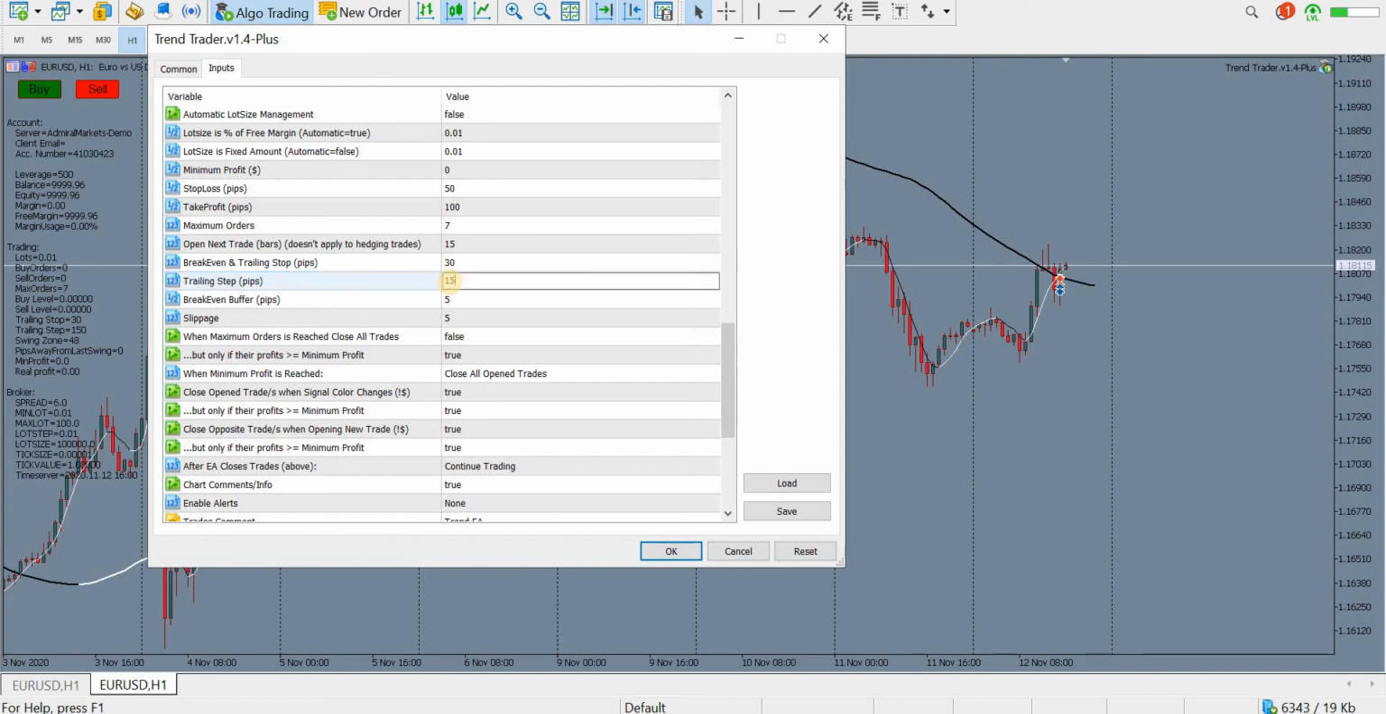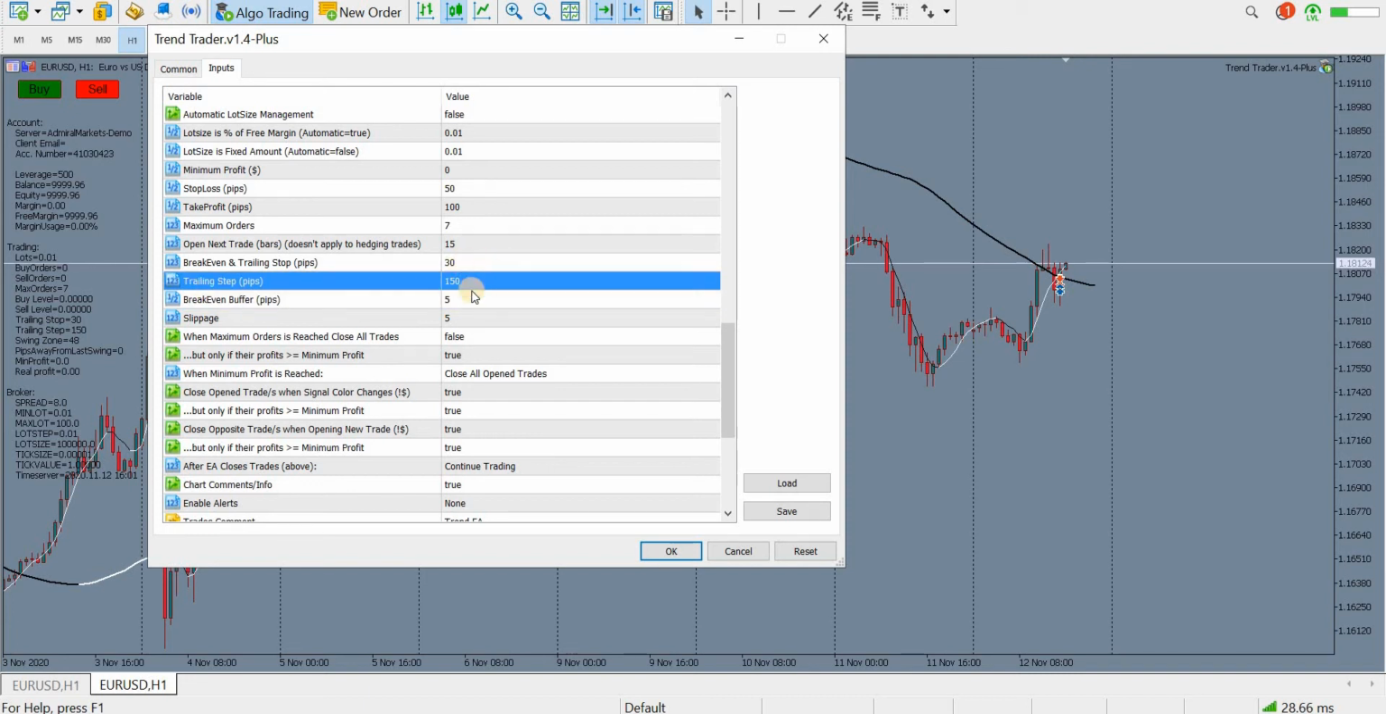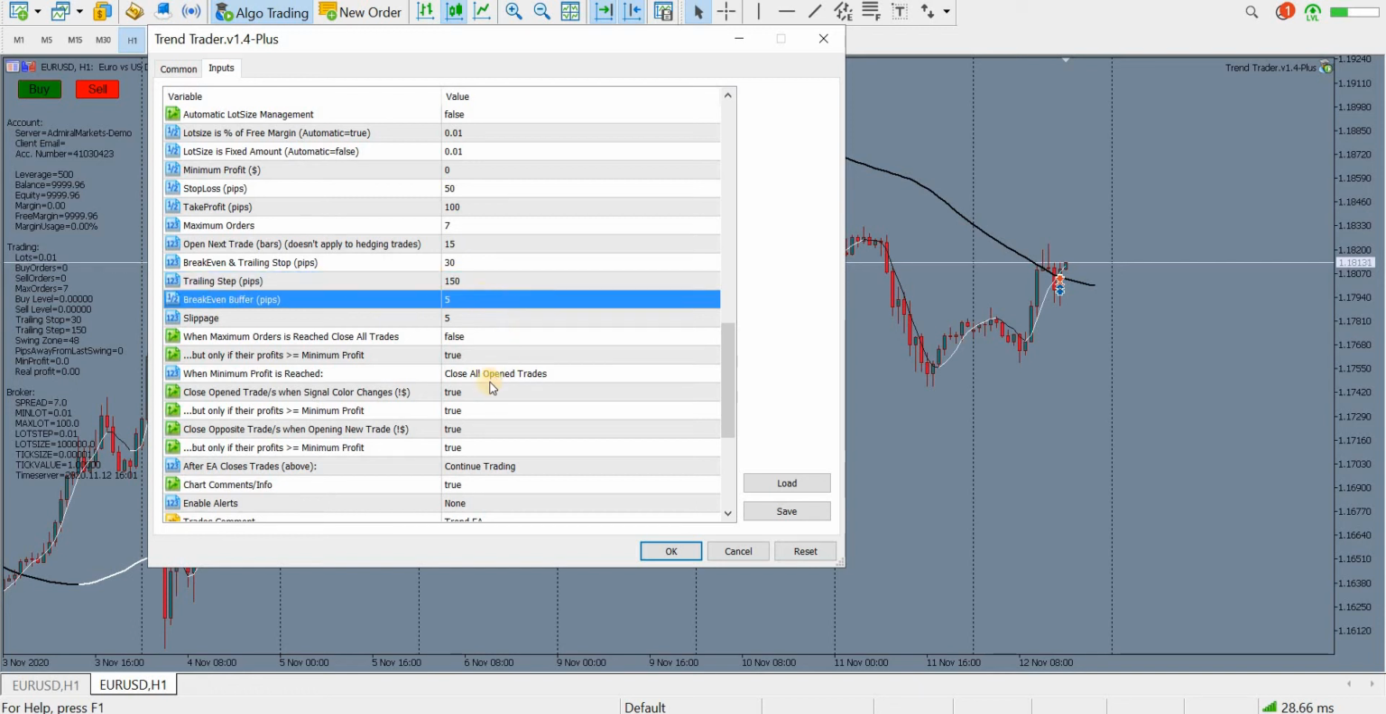I'm usually using a high value, an unachievable value, because I'm hedging and I don't want to trail the price. I'm hedging a recovery zone most of the times. So even when hedging with the trend, I don't have a trailing step, but it's a trading preference again. So don't follow me, follow your profitable trading style. There's a break-even buffer, but it's used later, not now.